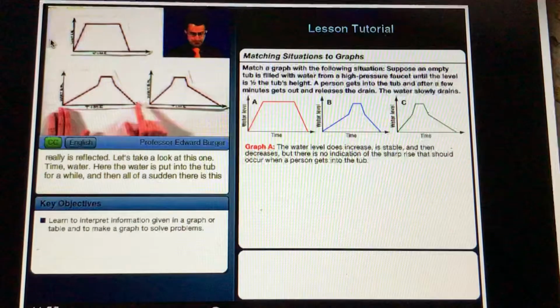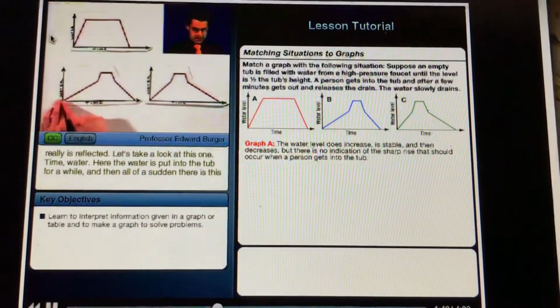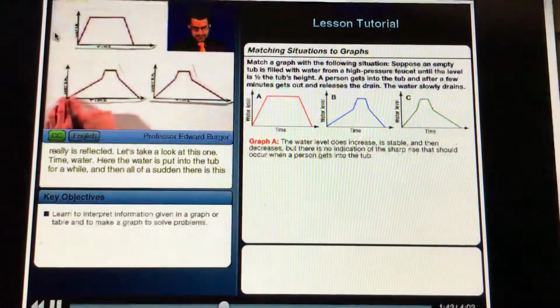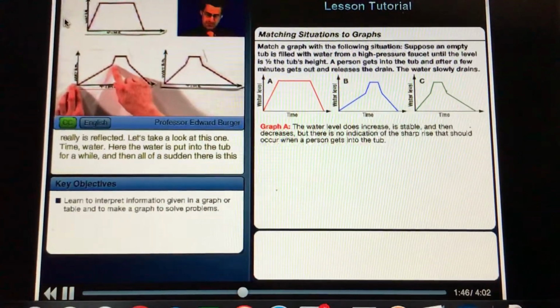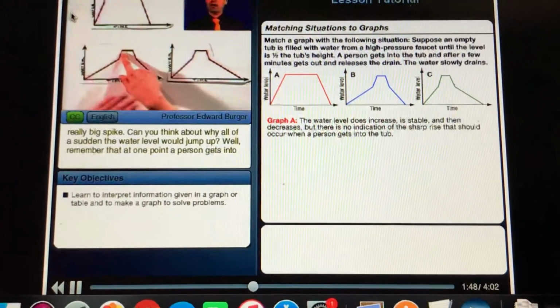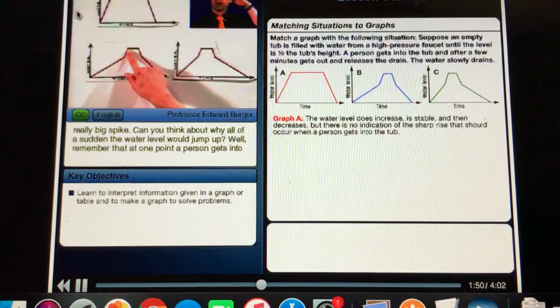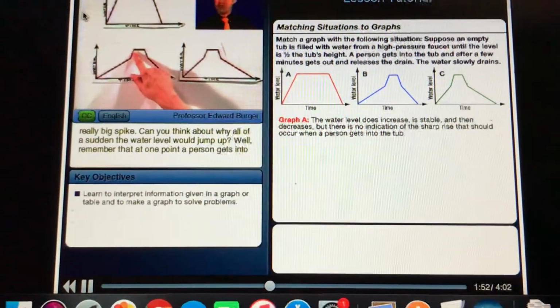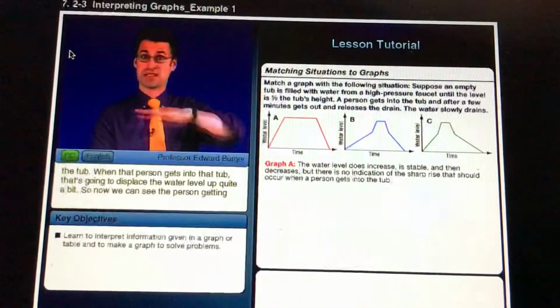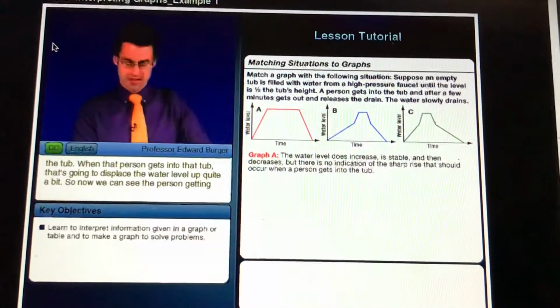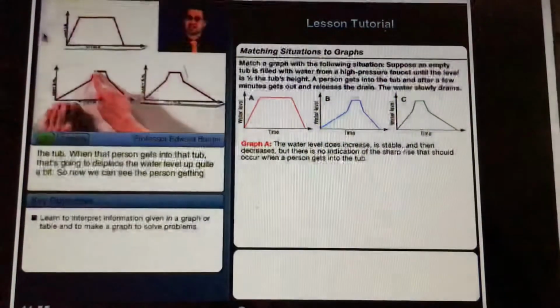Let's take a look at this one. Time, water. Here the water is put into the tub for a while, and then all of a sudden there's this really big spike. Can you think about why all of a sudden the water level would jump up? Well, remember that at one point a person actually gets in the tub. When that person gets into the tub, that's going to displace the water level up quite a bit. So now we can actually see the person getting into the tub.